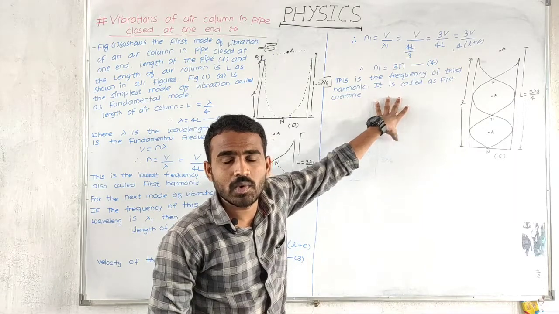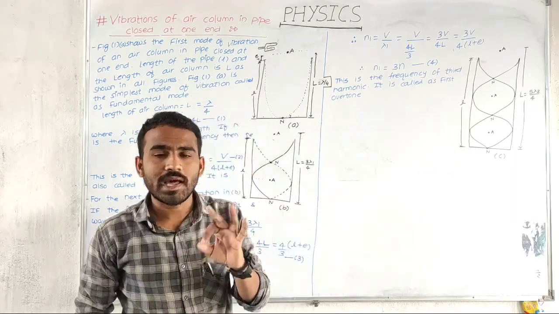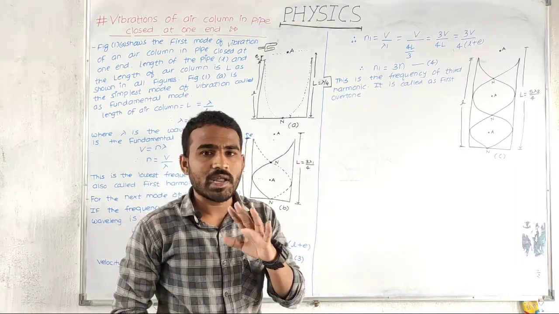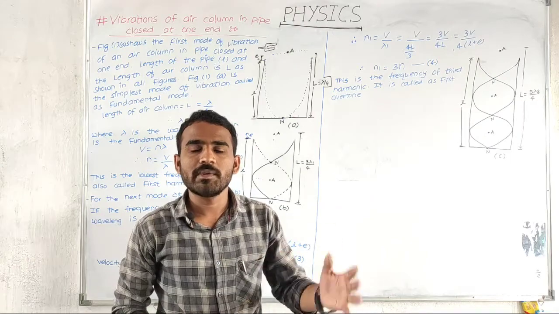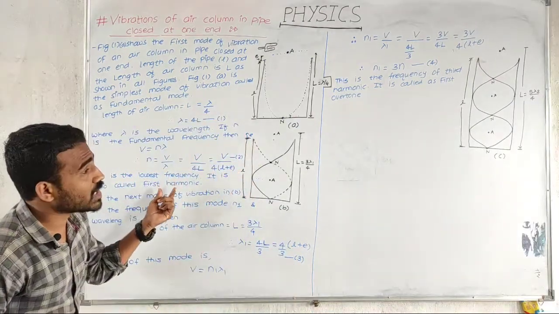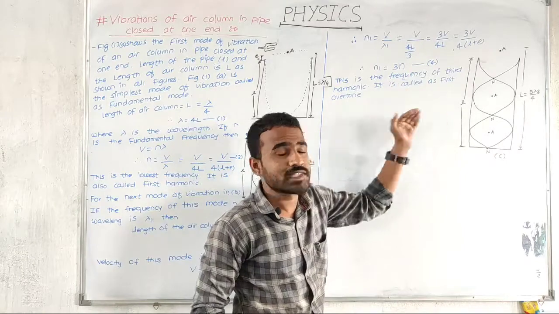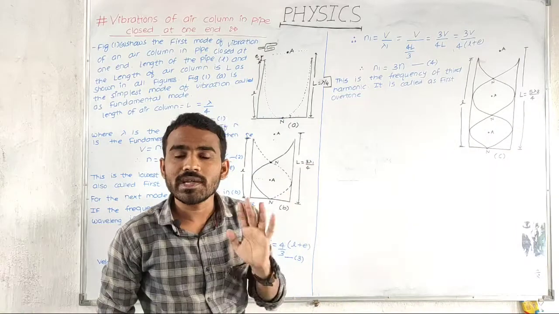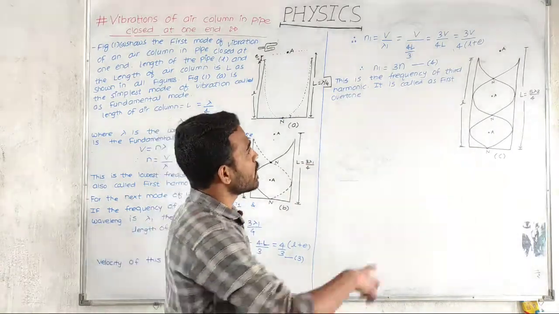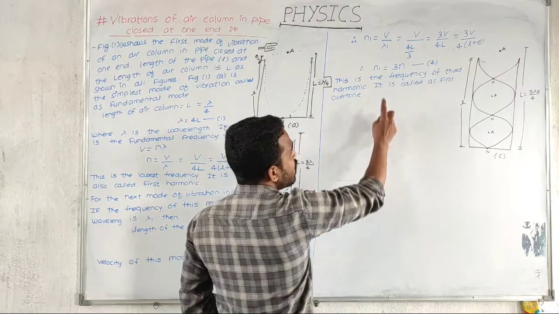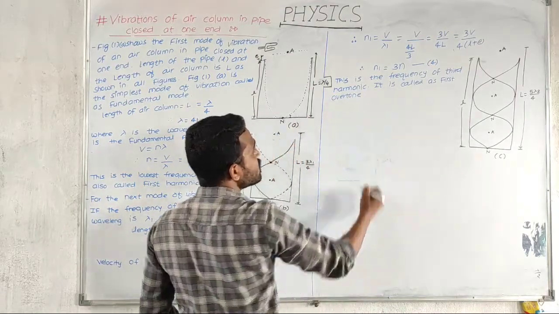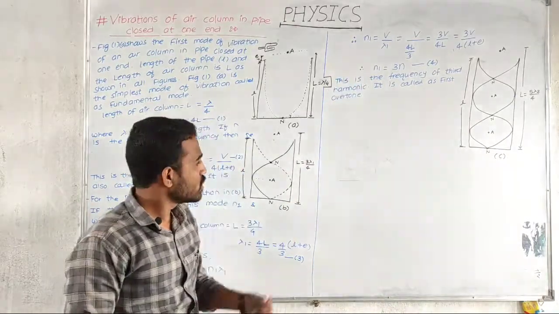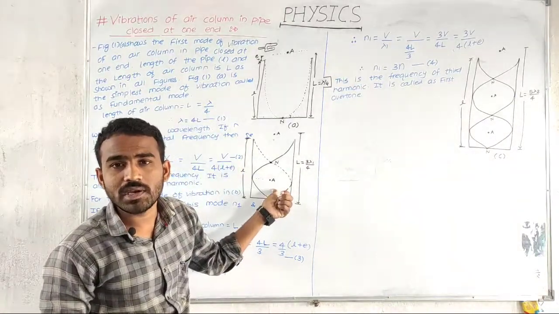Remember that overtones always come in sequence, but harmonics depend upon the waves. As here you can see, first harmonic, after that third harmonic, so not in sequence. But overtones always come in numerical sequence. So this is the frequency of the third harmonic, and it is called the first overtone. This is the mode of vibration, and for this mode of vibration, this is the frequency, the third harmonic.